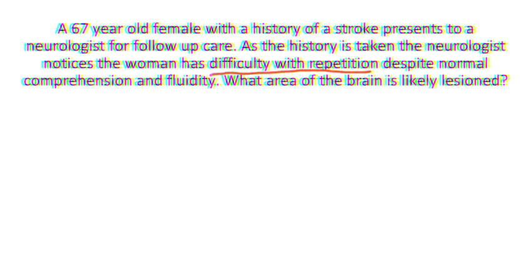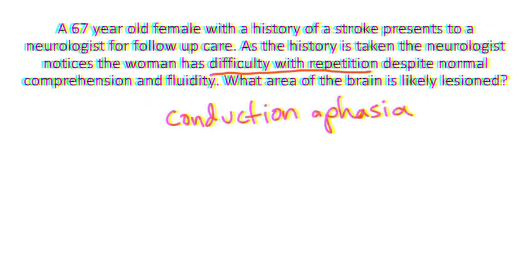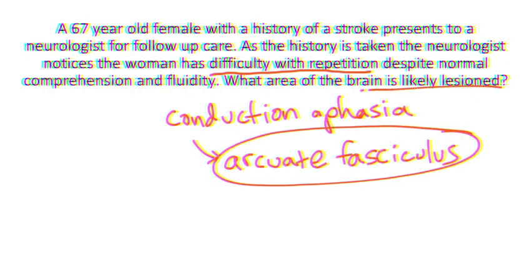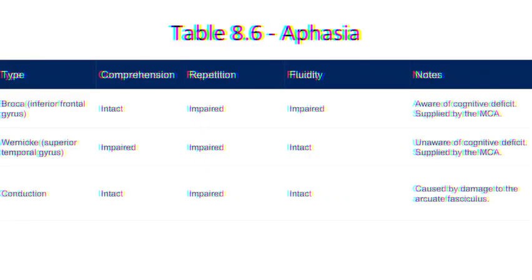This type of presentation is unique to conduction aphasia. Again, conduction aphasia is caused by damage to the arcuate fasciculus. So we're asked what area of the brain is likely lesioned. This would be the arcuate fasciculus. From table 8.6, we can see that conduction aphasia results in impaired repetition with intact comprehension and fluidity.